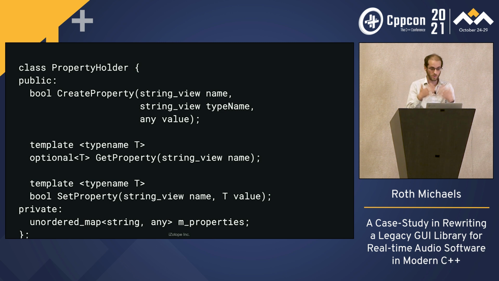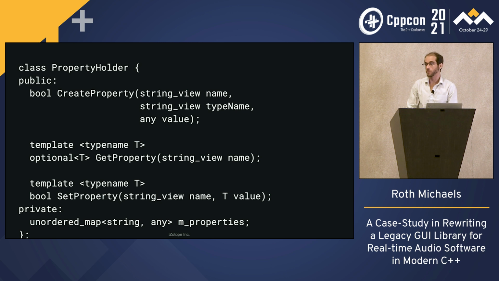So it might be int or color, and then a value, which is passed in as an any, because that's how the properties are internally stored. It's basically a map of strings to anys that we encode and decode to the right type. And then we have a get property API and a set property API. You'll notice that the get property returns an optional T, and then the set property and create return bool. This is because they could fail, because the user could screw up in certain ways.